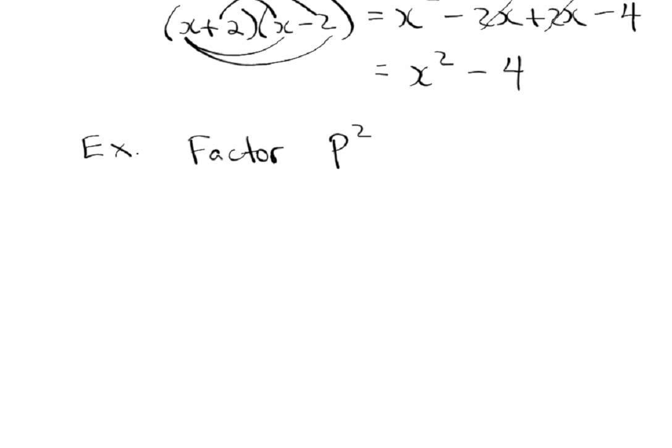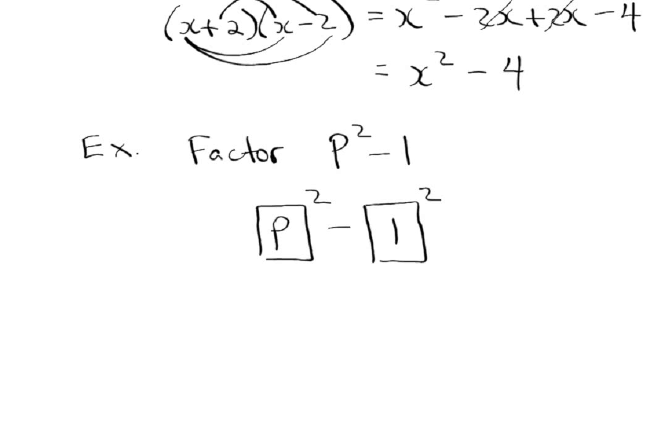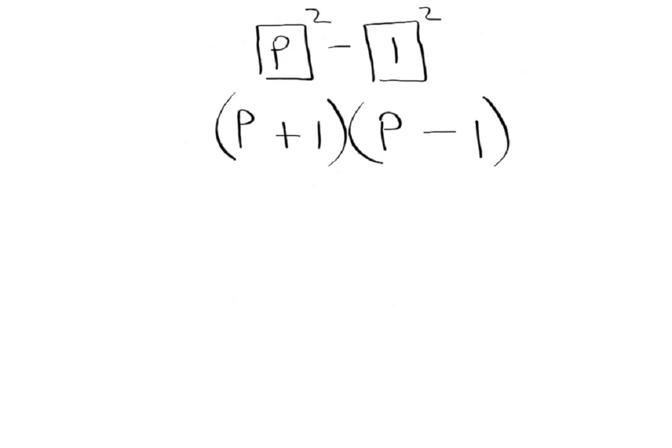We're going to factor p squared minus 1. Again, in order for this to be a difference of squares, there's got to be something squared minus something squared. So in order to get p squared, we would have to put a p there. So p is being squared. And to get 1, we would want 1 squared. So the factored version of this is going to involve a plus and a minus. And we have the p times the p to give us p squared, and 1 times 1 to give us the 1. Okay, next example.